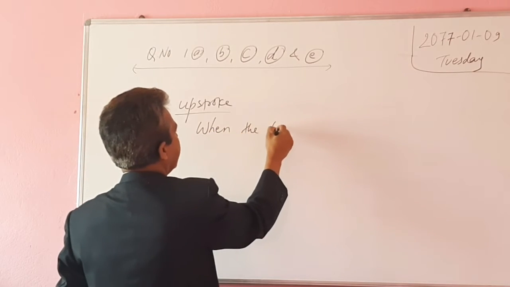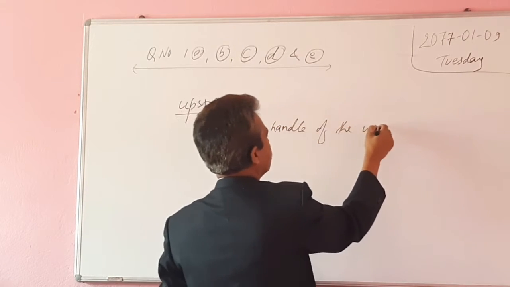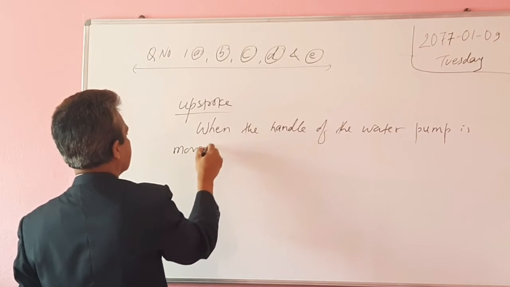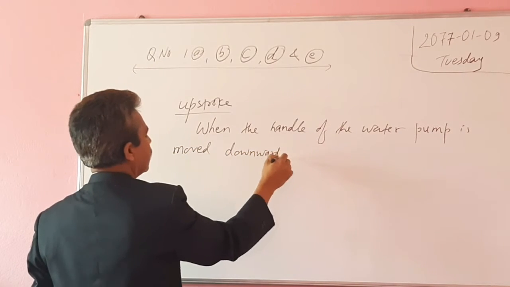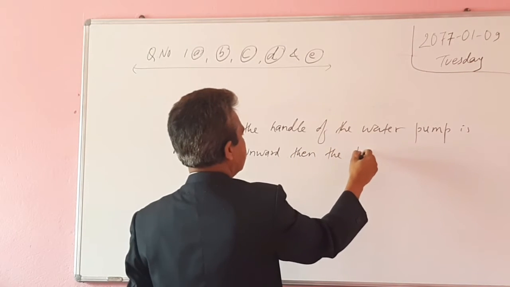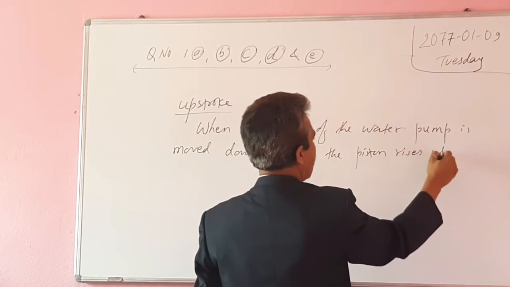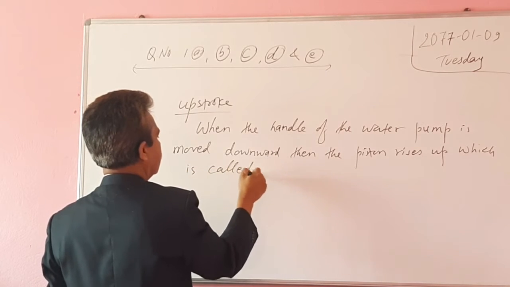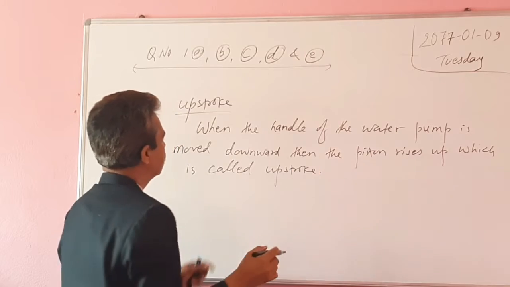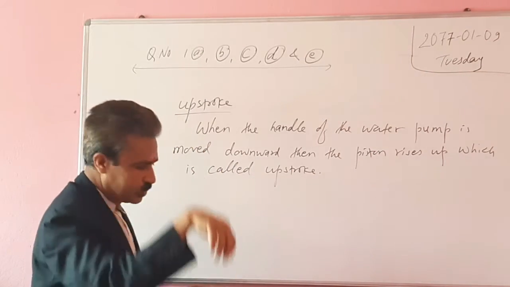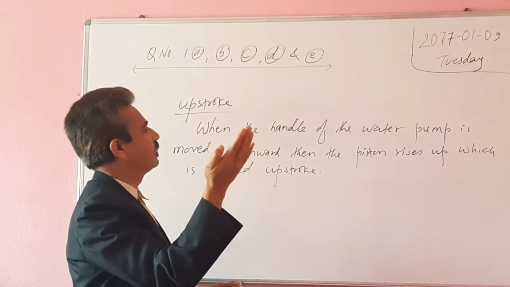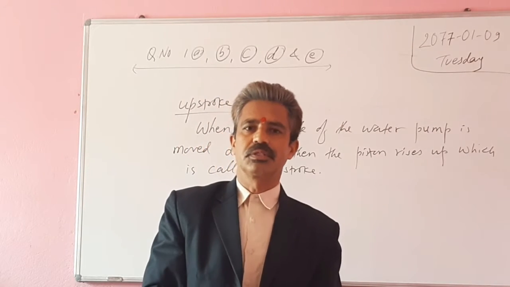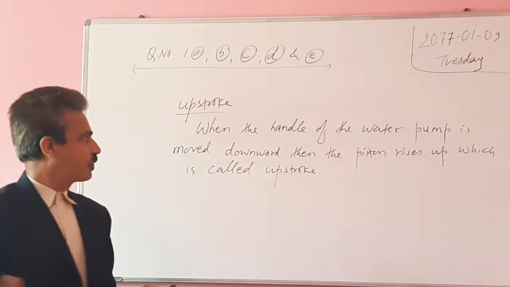When the handle of the water pump is moved downward, then the piston rises up, which is called upstroke. Because of the upstroke, water comes out from the spout.